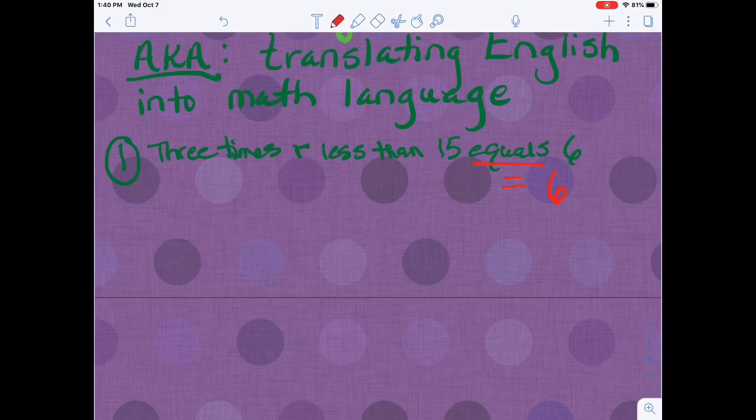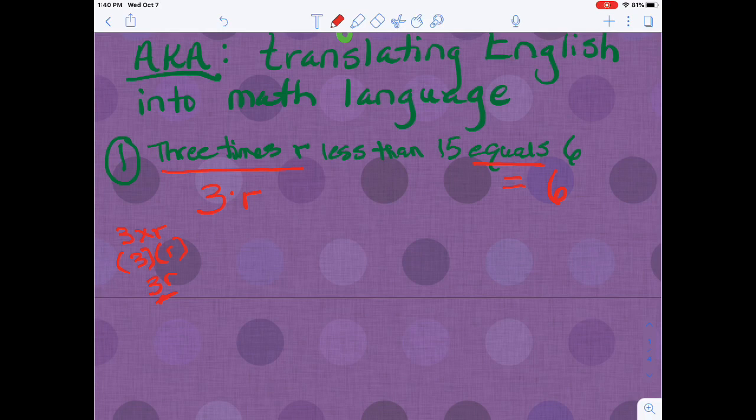We can look at things like 3 times r. And there's a couple ways to write that, right? We could write 3 times r, but the x becomes confusing. We can put 3 and r, or we can just put 3 and r like that, or we can have a dot between it.